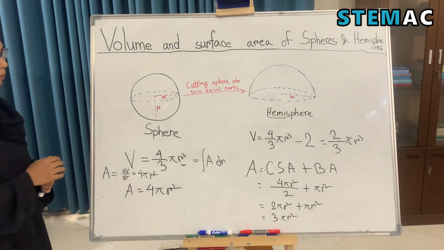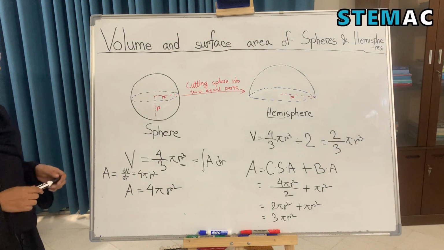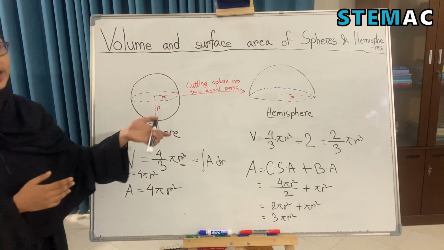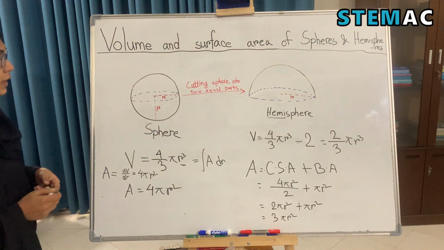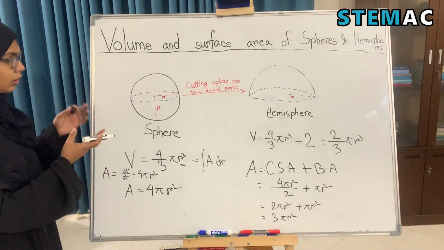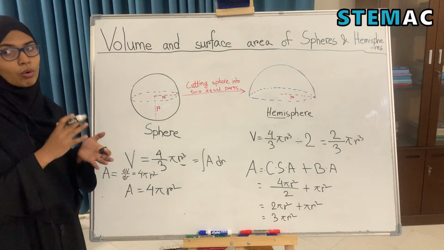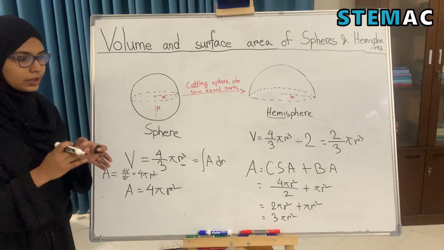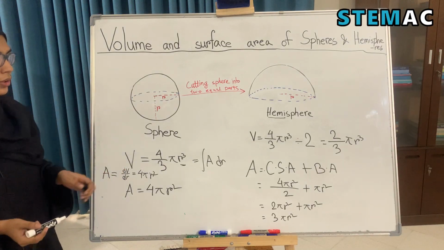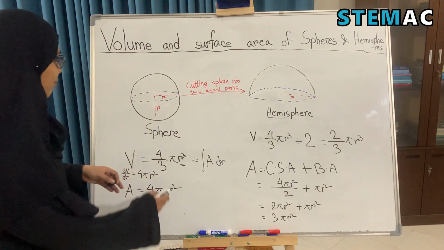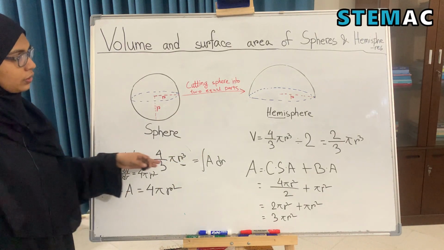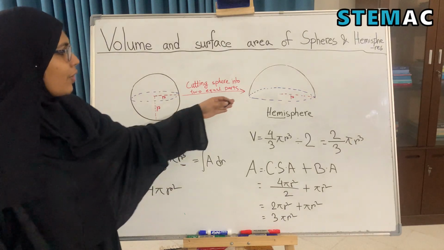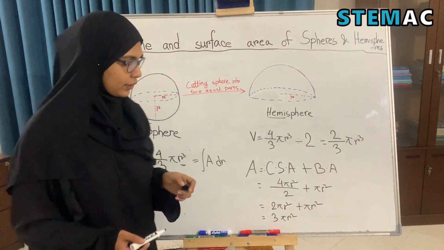So you can already guess that the volume of a hemisphere would be half the volume of a sphere. It's because the amount of water you can hold in a ball, if you cut it in half, you would get to hold only half the volume of water. So if I divide this formula by 2, we get 2 by 3 pi r cube. So the volume of a hemisphere is 2 by 3 pi r cube.